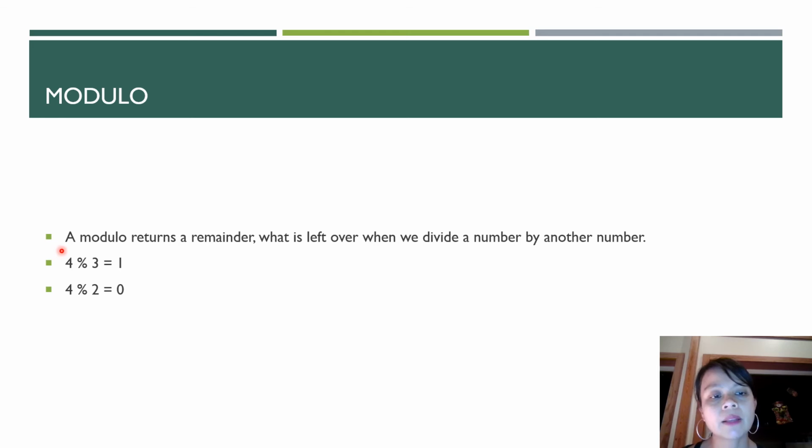So let's take a look at modulo. Modulo returns the remainder left over when we divide a number by another number. So if 4, and you use the percentage sign for it, 4 modulo 3, then 3 goes in there once, and you'll have a remainder of 1, okay? Because 3 only goes into 4 once, and then you have a remainder of 1, so 1 is the remainder. If you have 4 divided by 2, then you have no remainder, so that would be 0.